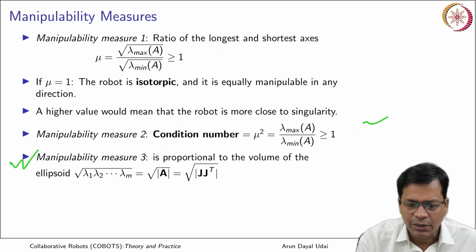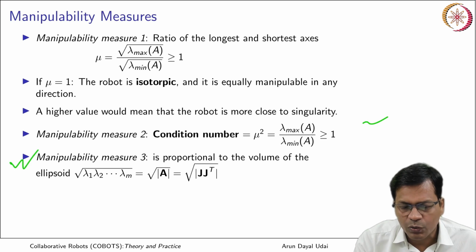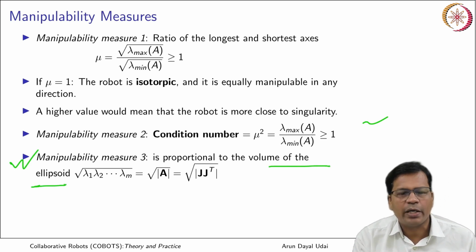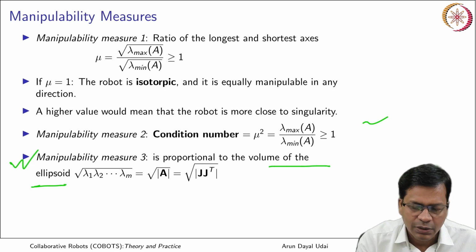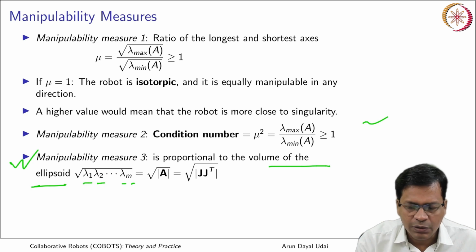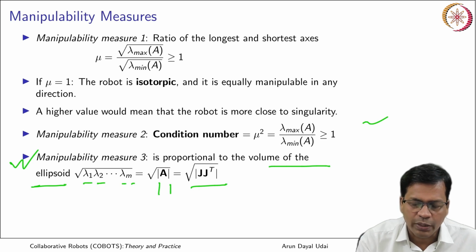Manipulability measure 3 is proportional to the volume of the ellipsoid. So the volume of the ellipsoid can mathematically be given as the square root of lambda 1, lambda 2, lambda 3 and so on, all the lambdas. It is the square root of a determinant, or this. So this is the volume of the ellipsoid. So the higher the volume, the better it is.